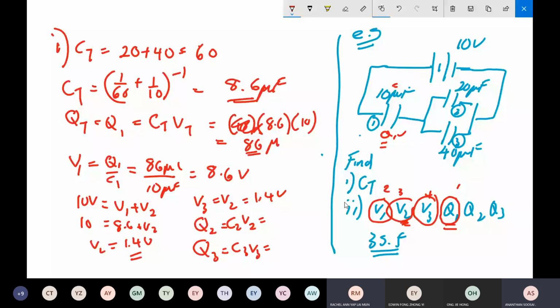So C2, how much? C2 is 20 times voltage. How much is the voltage for V2? 1.4. Yeah, 1.4. So you get 28. 28 microcoulomb. The next, C3: 40 times 1.4, so you get 14 times what? 56. 56 microcoulomb. Okay.